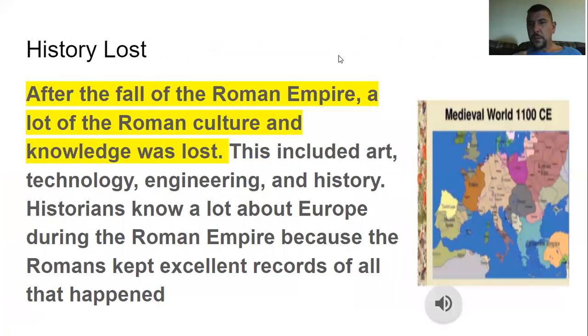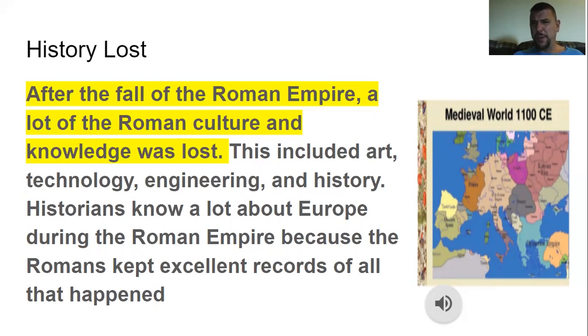So after the fall of the Roman Empire, a lot of Roman culture and knowledge was lost, like I said. This included art, technology, engineering, history. Historians know a lot about Europe during the Roman Empire because of all the good records they kept. Well, those records were lost after that, from 500 AD to 1000 AD.